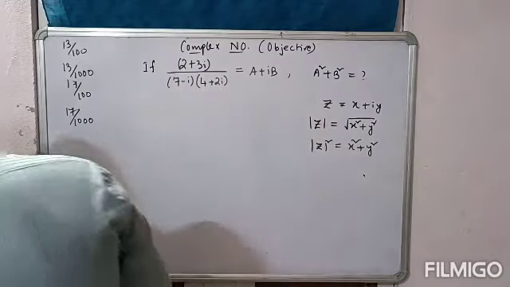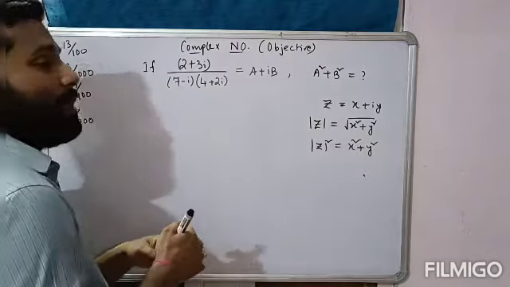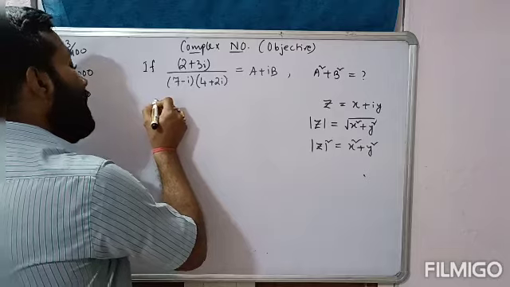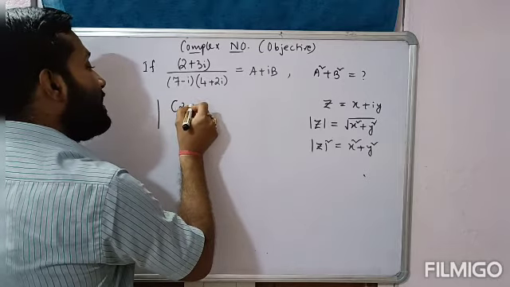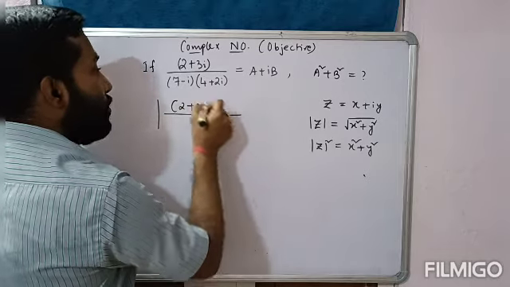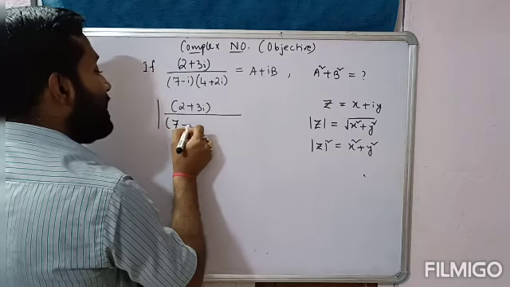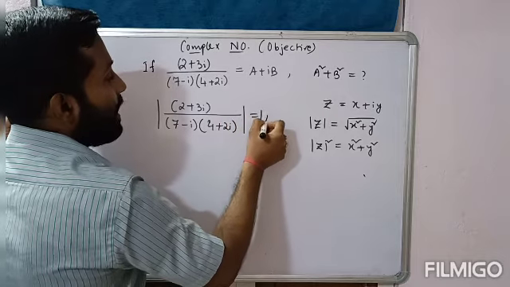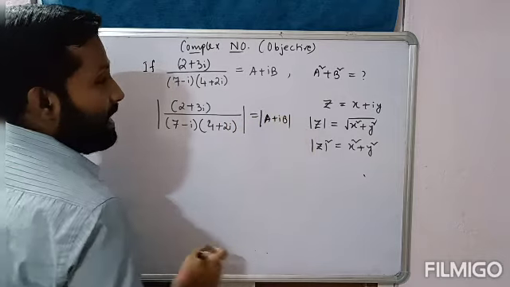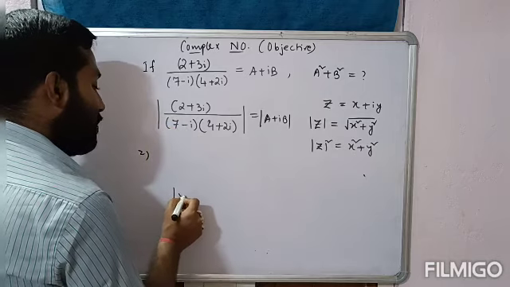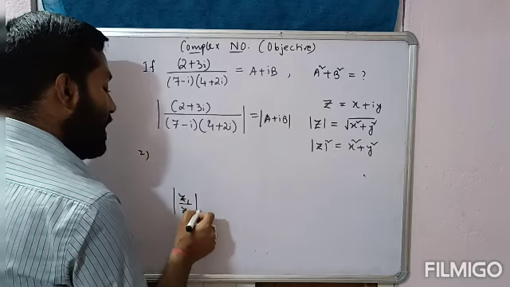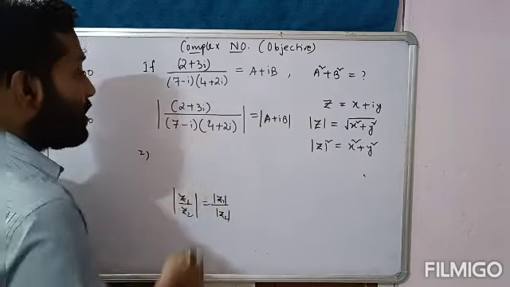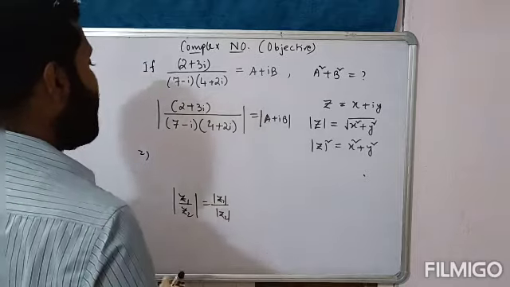Now, rather than taking the conjugate, since we are doing objective questions, it is better that we take modulus on both sides. That is the shortcut. So take modulus on both sides. Modulus of 2 plus 3i divided by 7 minus i into 4 plus 2i is equal to modulus of a plus ib. We all know that modulus of z1 by z2 can be written as modulus z1 divided by modulus z2.